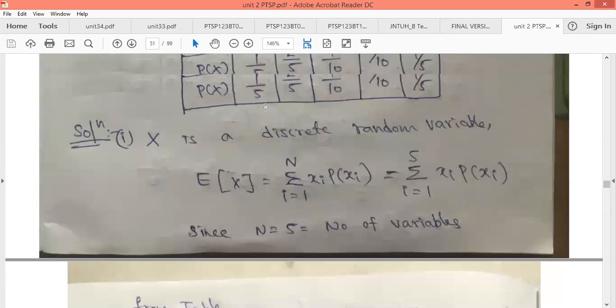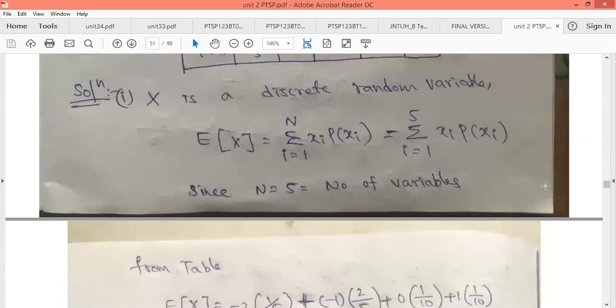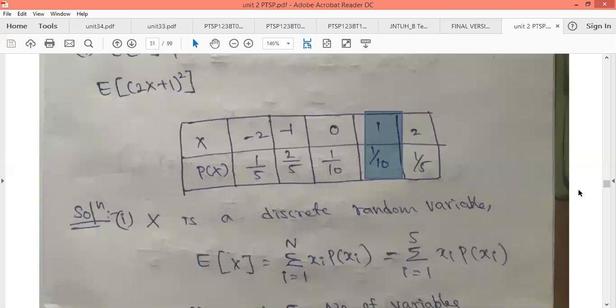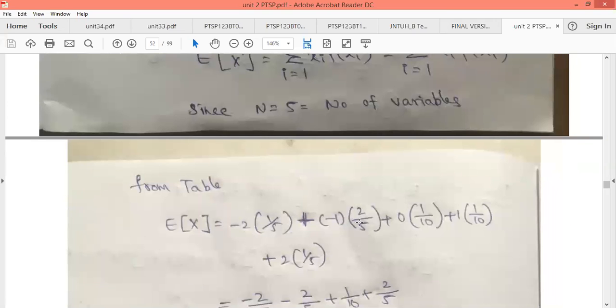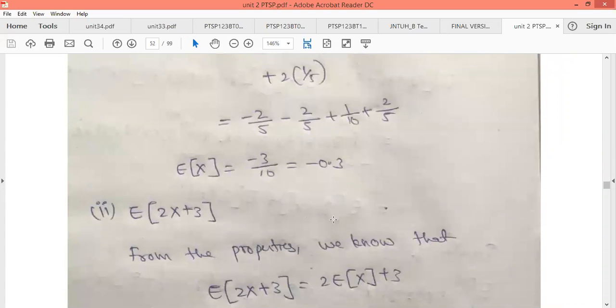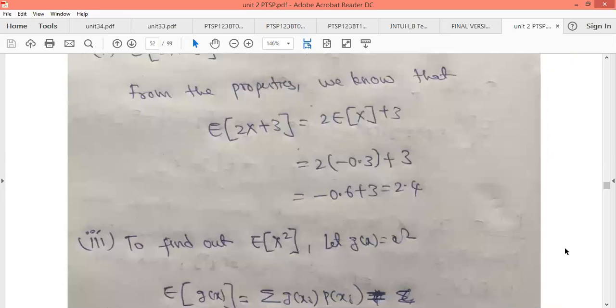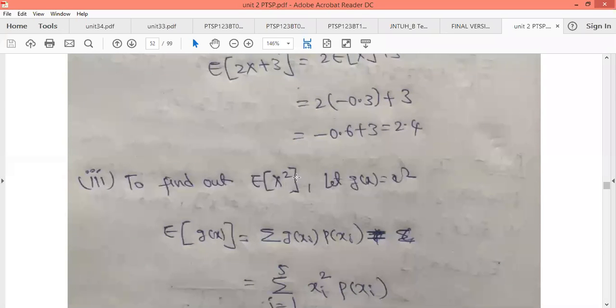Minus 2 into 1 by 5, minus 1 into 2 by 5, 0 into 1 by 10, and then 1 into 1 by 10 plus 2 into 1 by 5. So you have to add all these product terms. That gives us the expected value of x. Then from the property of expected value, we know that expected value of 2x plus 3 will be equal to 2 into expected value of x plus 3. So here we will be substituting expected value of x and finding the expected value of 2x plus 3. Similarly, we have to find out the expected value of x square.